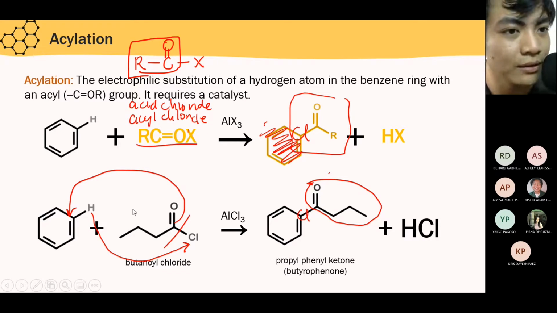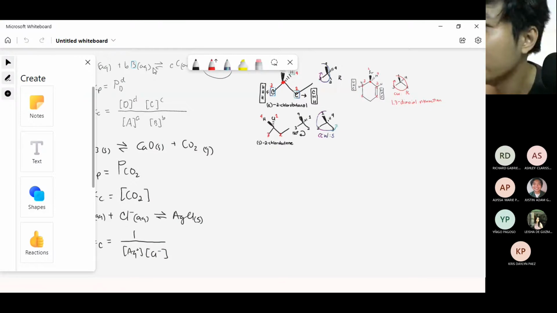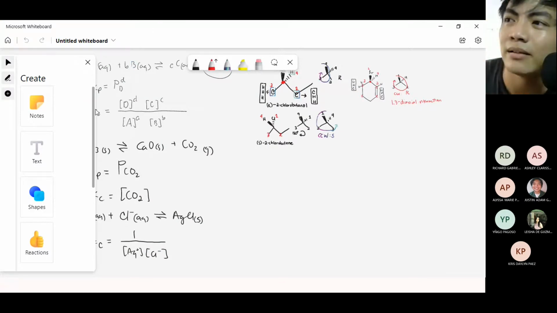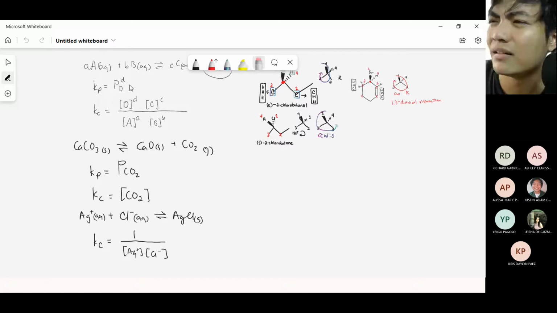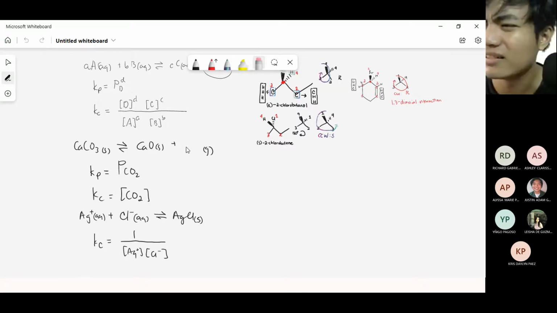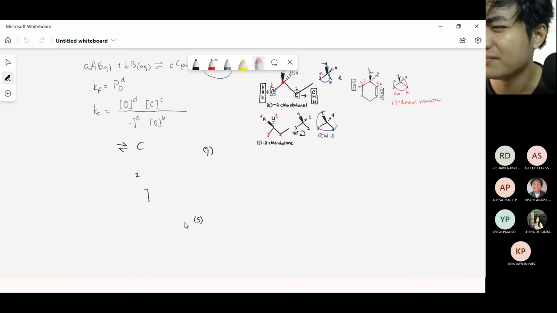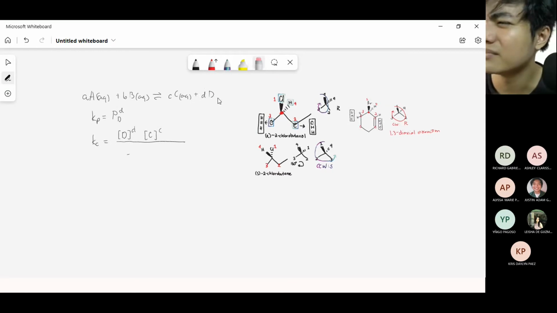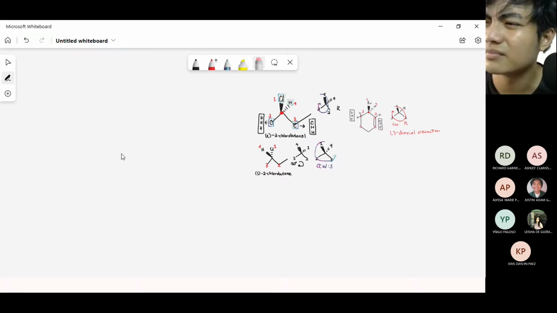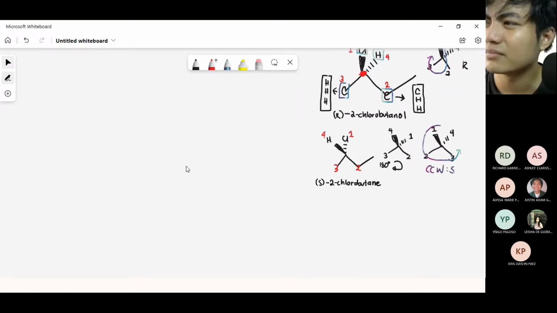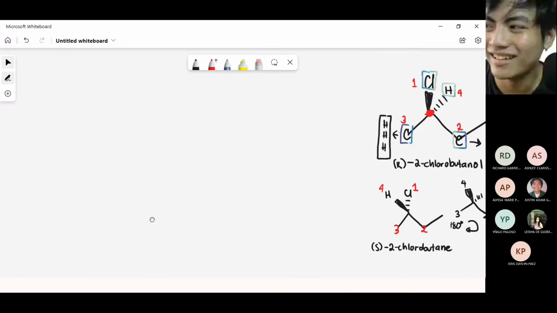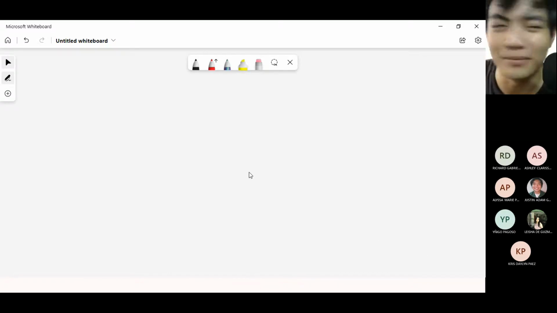Hindi lang yun sa phenol eh. To summarize the reactions of benzene, ayaw pa rin niya matanggal. Wait lang, burahin ko lang. Naalala niyo pa ba siya? Anyway. And bad memories. Pero important yan.